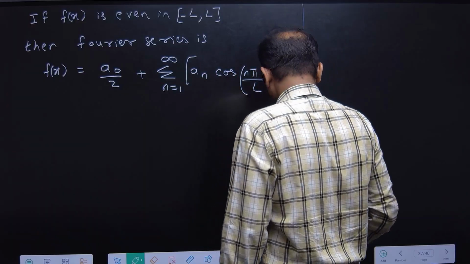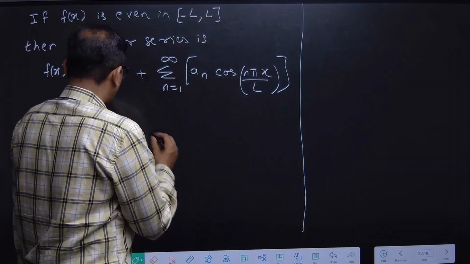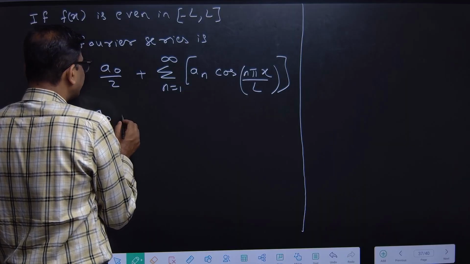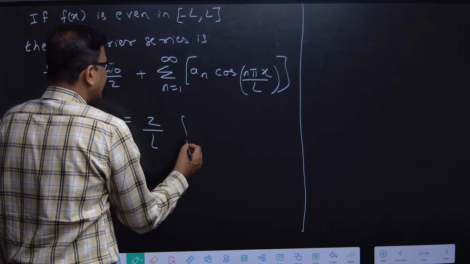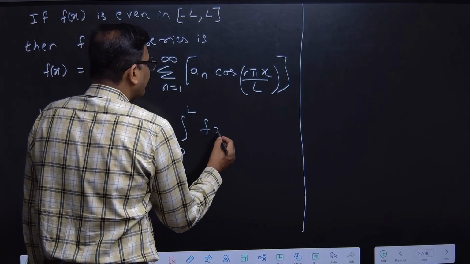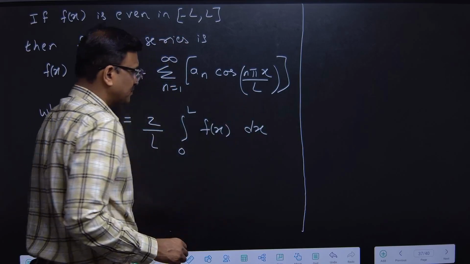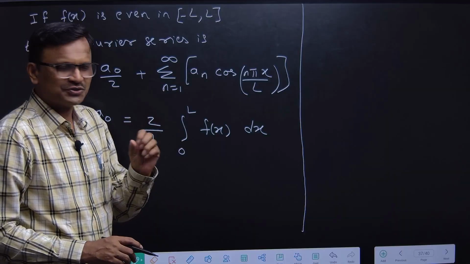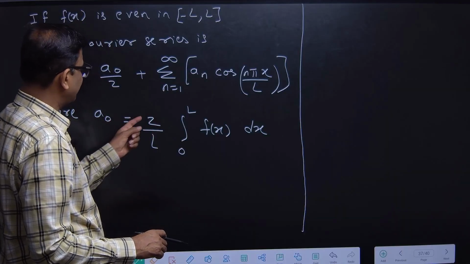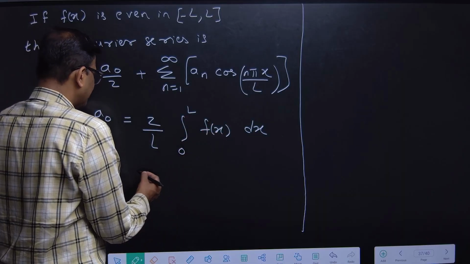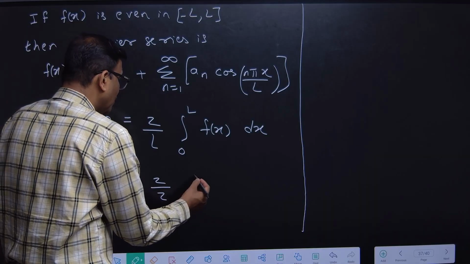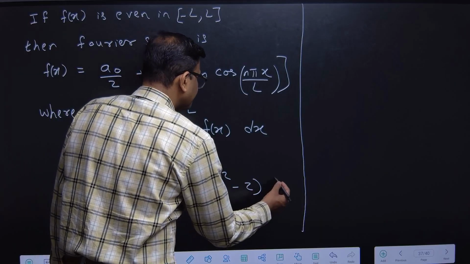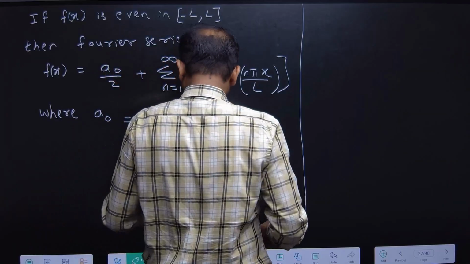Now, let us find the terms step by step. First of all, we know that a0 is 2 upon L integration 0 to L f of x dx. So see, we saw that the function is even in the interval minus L to plus L. Here in our problem L is 2. So the formula to find a0 in this case is 2 by L, 0 to L, f of x dx. If you substitute the respective values, L is 2 and f of x is x square minus 2 into dx as it is. The 2 upon 2 will get cancelled.